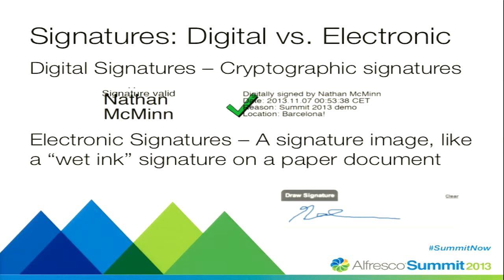Electronic signatures are much simpler. It can be as simple as a signature image. So basically it looks like and acts like a wet ink signature on a paper document. Electronic signatures typically don't carry the same legal weight as digital signatures because they are simply so easy to forge.